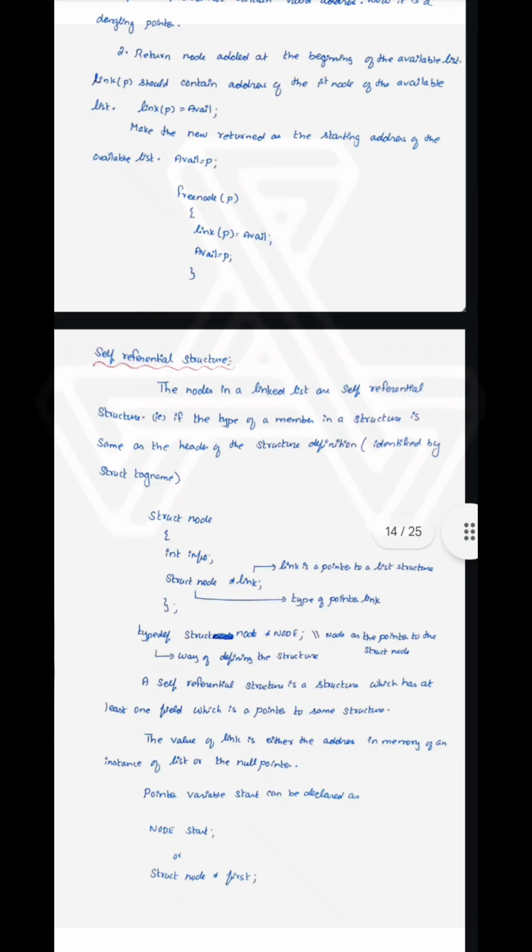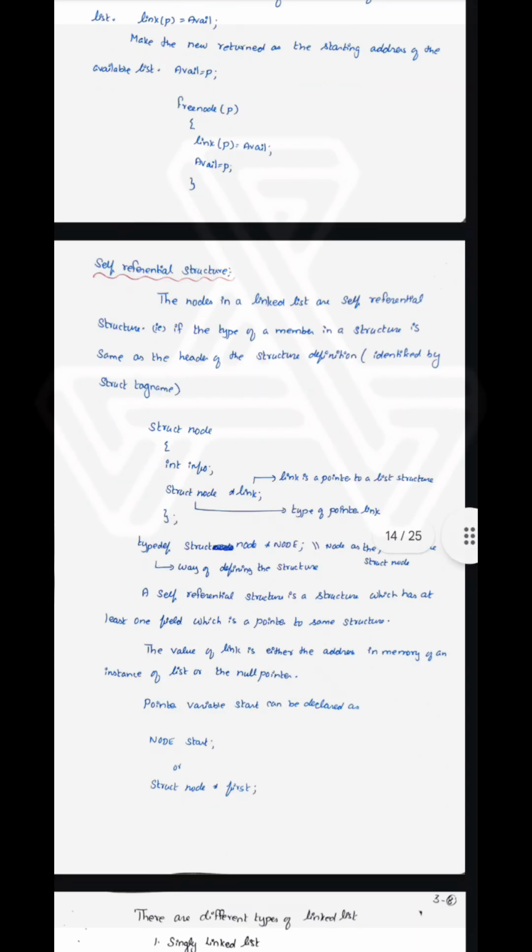Self-referential structure. The nodes in the linked list are self-referential structures. If the type of a member in the structure is the same as the type of the structure definition identified by the struct tag name, that is called a self-referential structure. That is, struct node { int info; struct node *link; }. A link is a pointer to the list structure, and the type of the pointer link is struct node.